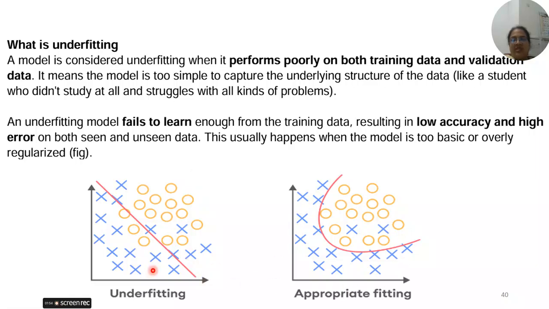If we look at the diagram over here, we can see the different data items and how the underfitted model will look. On the contrary side, if the fitting is proper, that is, training and validation both are proper, the model could look like this. That is the appropriate fitting of the model.